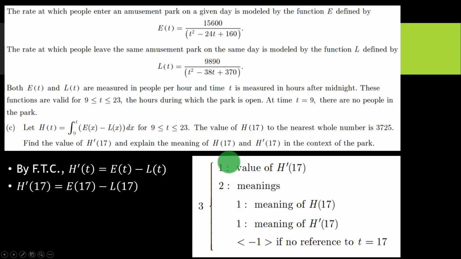And we get 1 for the value of h prime of 17 and 2 for the meanings of h of 17 and h prime of 17. But we get minus 1 point if we don't reference t equals 17 at all. That's kind of hard to do in this problem.